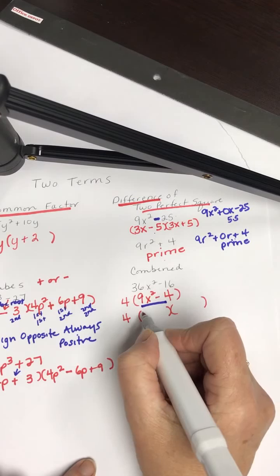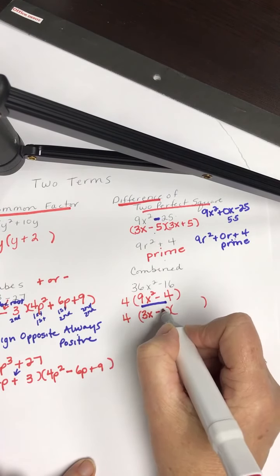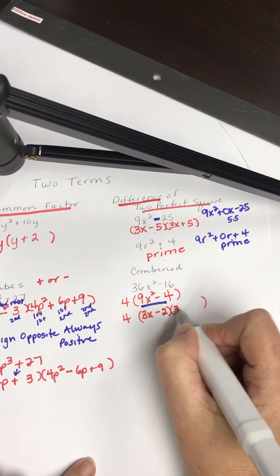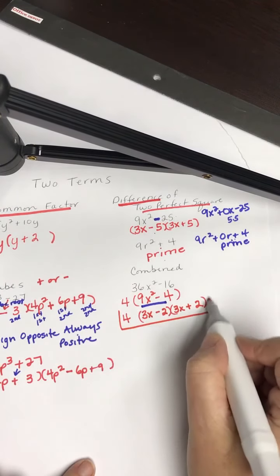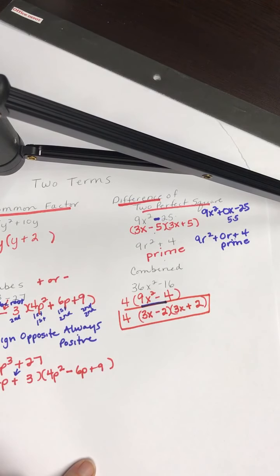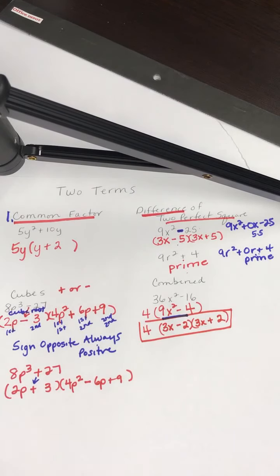So I'm going to say the square root of 9 is 3x minus the square root of 4 is 2. And then you do the same thing, but the other one's going to be positive. So one of them's negative, one of them's positive. So that's the different ways to factor two terms.